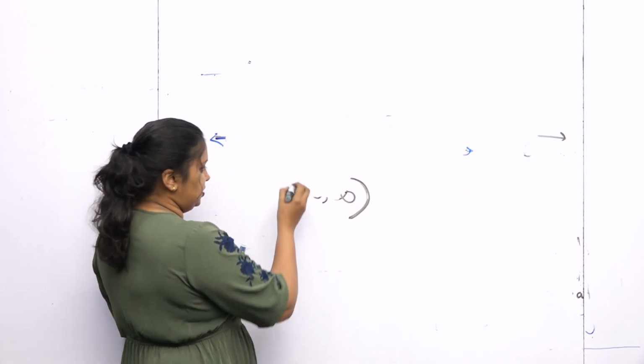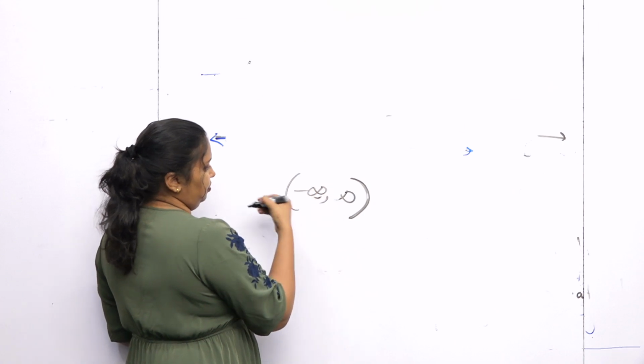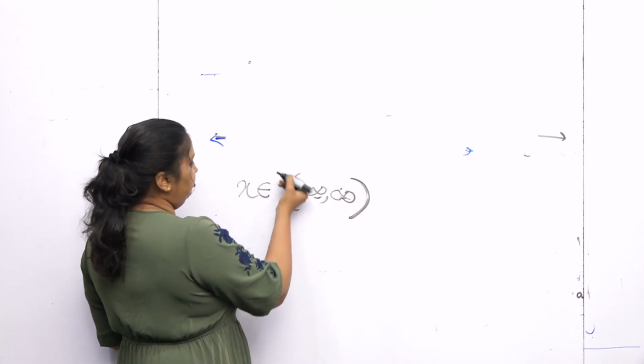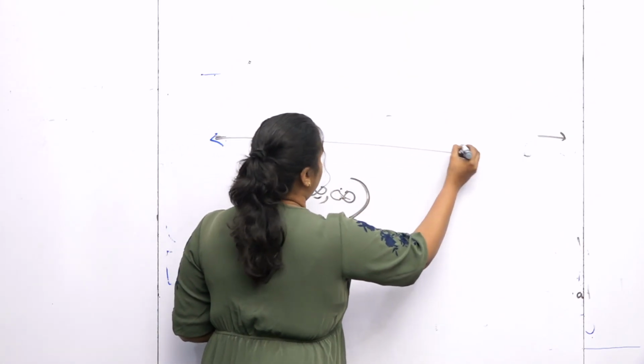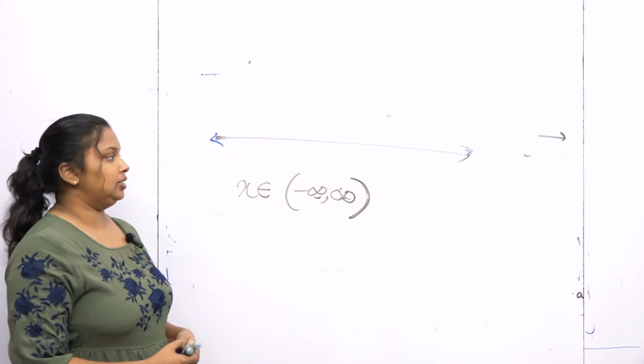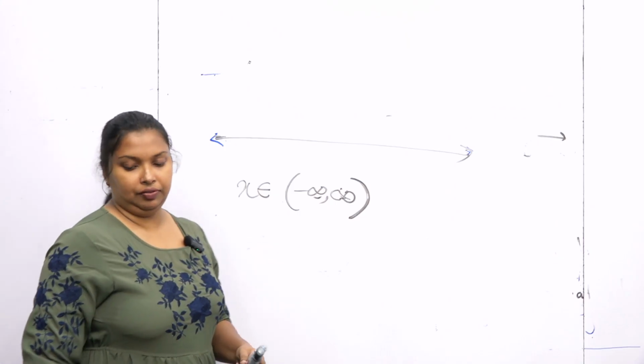So you can note down this also. Minus infinity to plus infinity. That is the way to write. I will write x is an element of minus infinity to plus infinity. We can write like this. X is an element of minus infinity to plus infinity. Right? This is the way to write.